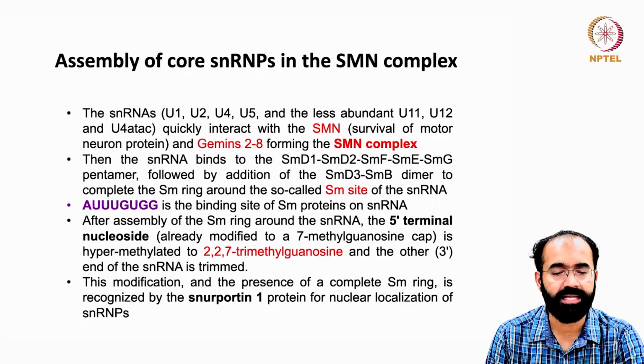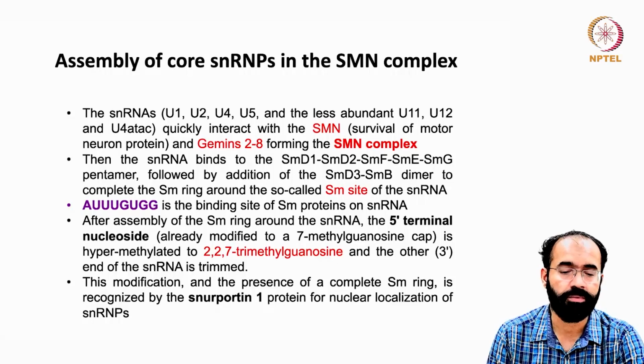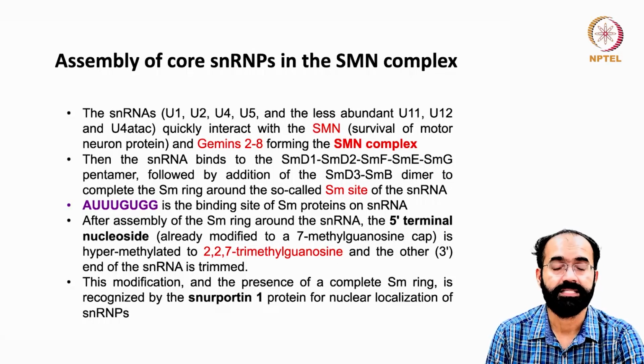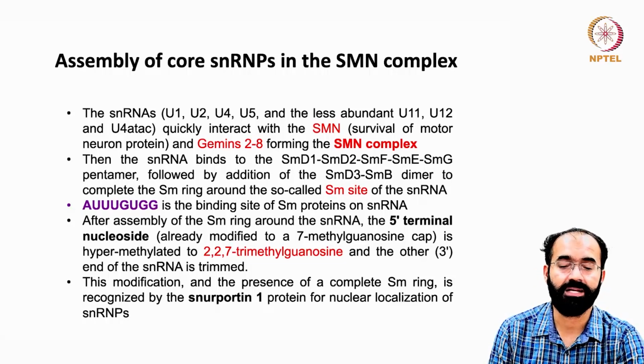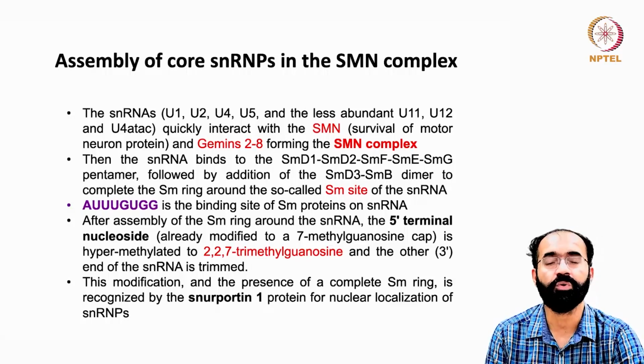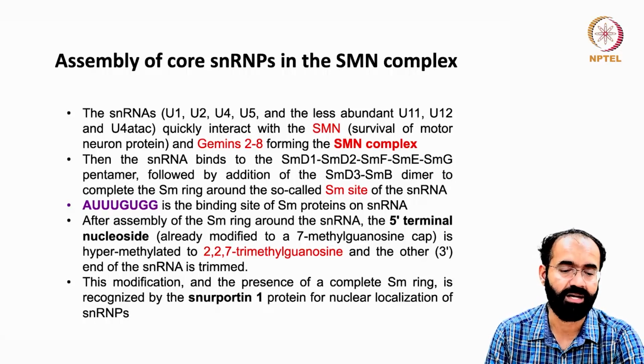They quickly interact with SMN, which stands for survival of motor neuron. It's a protein's name, and also with gemins 2 to 8, gemin 2, gemin 3, gemin 4, like that, forming the actual SMN complex. So SMN is an important protein. It contributes in various other cellular functions also, and it is important in splicing as well.